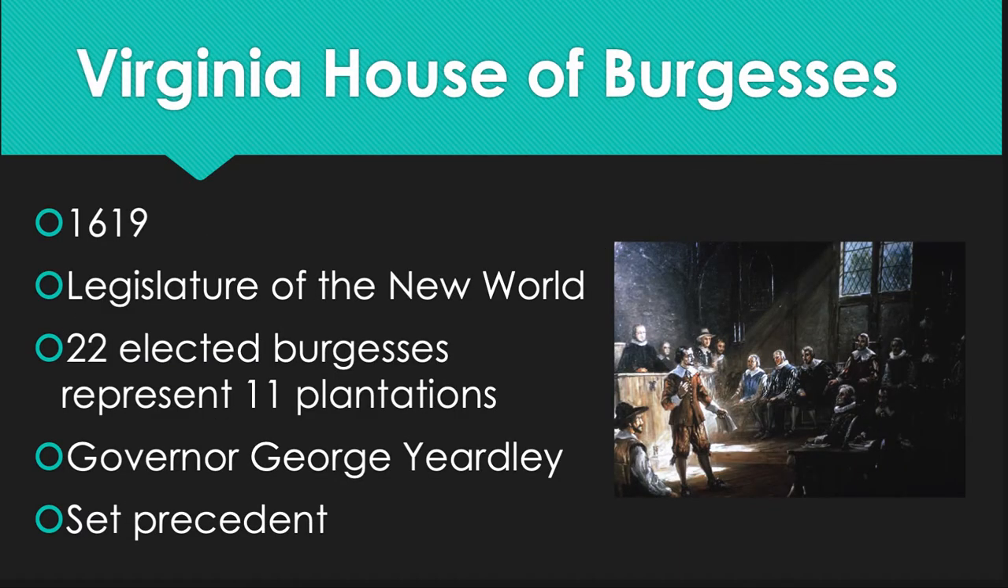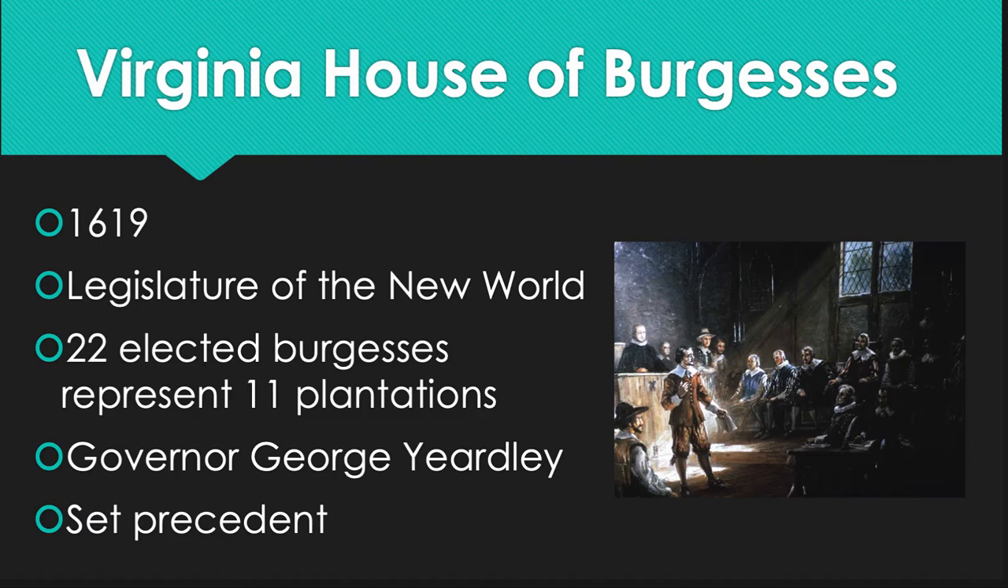Virginia House of Burgesses is one of these forms of government that I have been blabbering on about. The Virginia House of Burgesses is going to be established in 1619. What this really was, a legislature of the New World. You are going to see that burgesses, which is just a fancy old way of saying representatives, were selected from these large settlements or plantations by the people to go in and have discussions on behalf of the people.